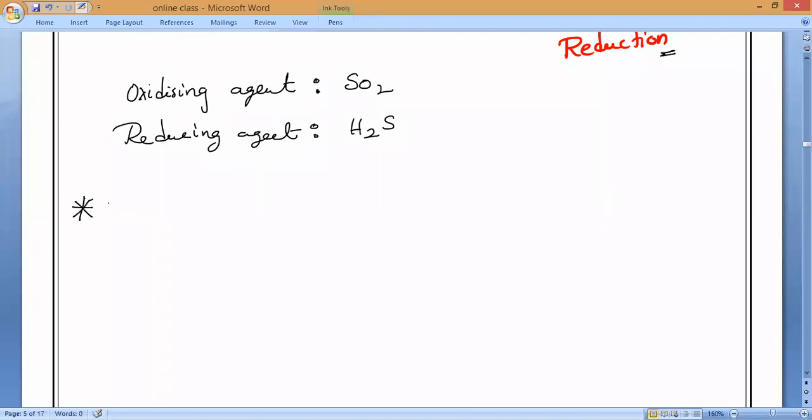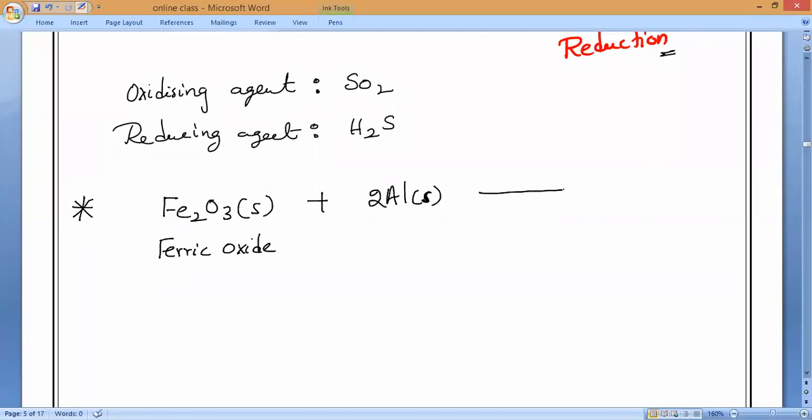Next example. Iron oxide, Fe2O3, or we can say ferric oxide, reacting with aluminium. As I told you, all the displacement reactions are redox reactions. Do you remember, when I was teaching oxidation reactions before, I taught you all the displacement reactions are redox reactions. Yes or no? Yes, please respond. Now you can understand. That is why I am giving this example.